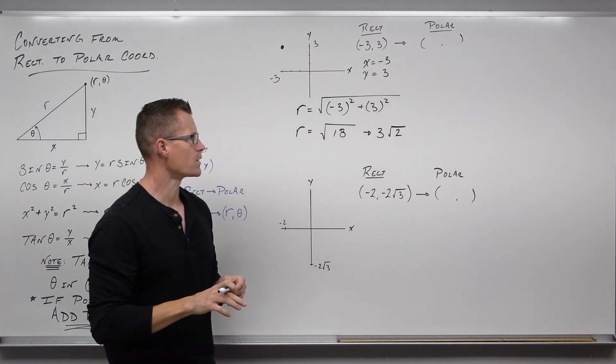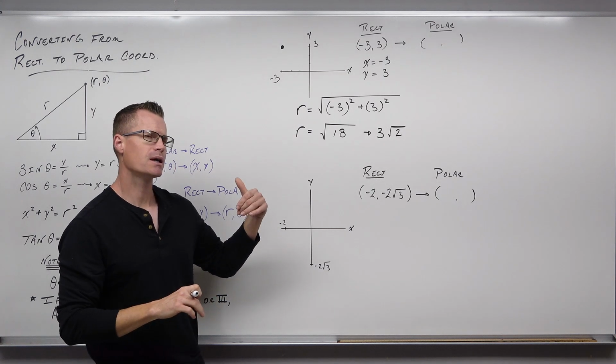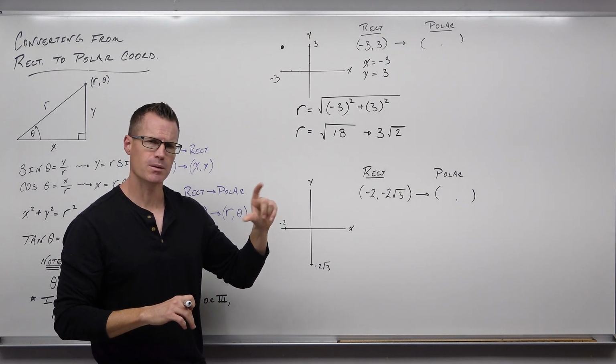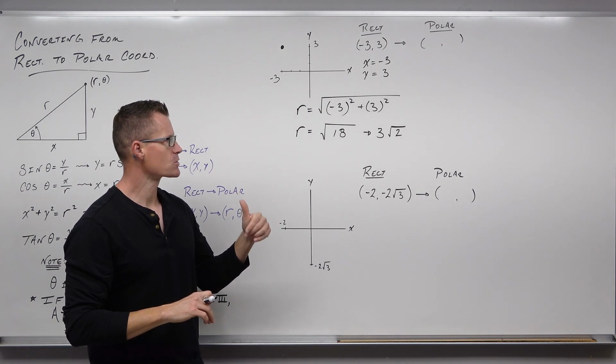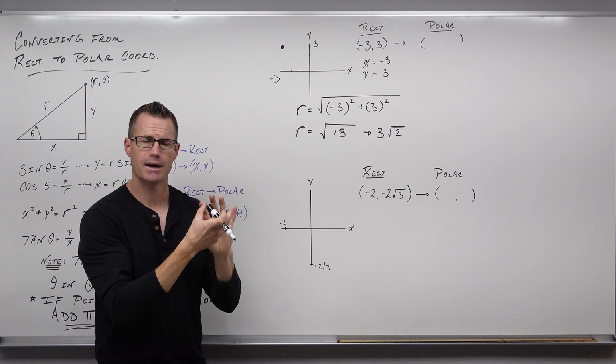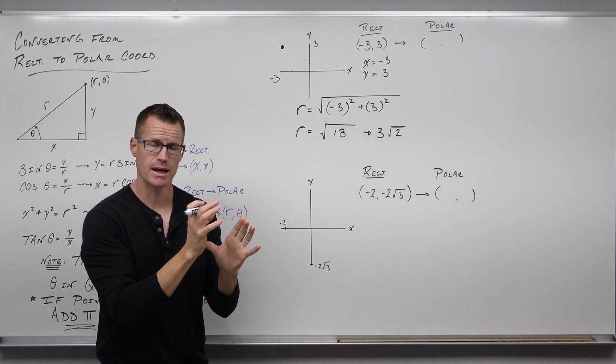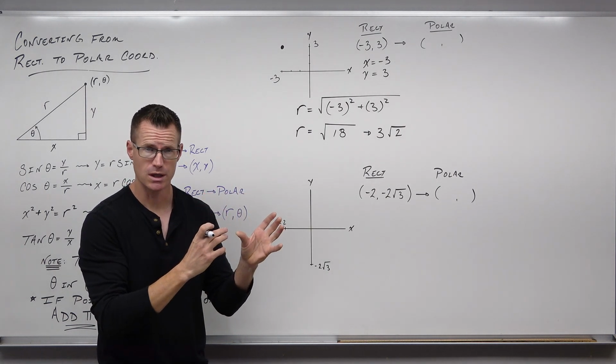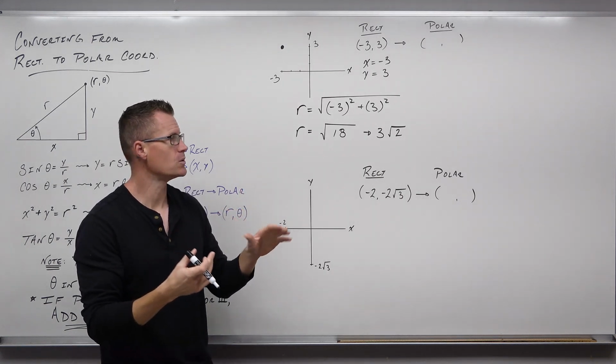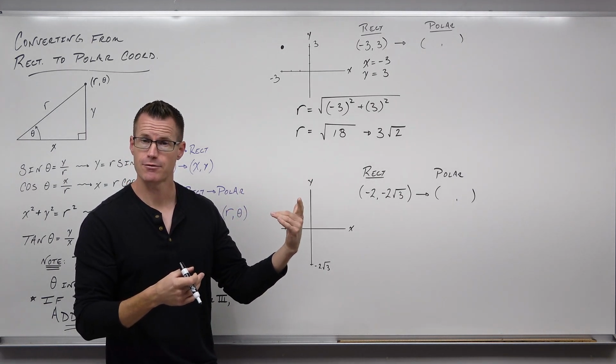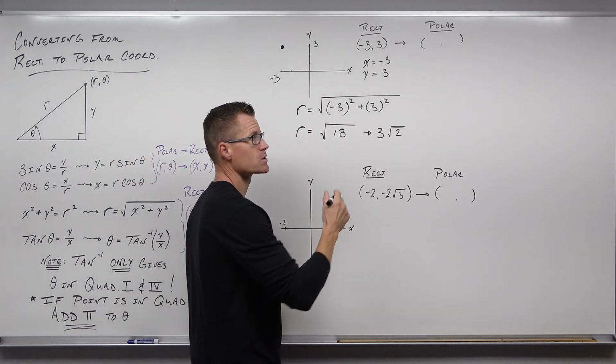And it looks like our r is 3 square root 2. So negative 3 squared is 9, 3 squared is 9, 9 plus 9 is 18. The square root of 18 we can simplify by factoring it as 9 times 2. The square root of 9 is 3. Square root of 2 is, I don't know, the square root of 2. But we do have the first half of our polar coordinates. We have 3 square root 2.